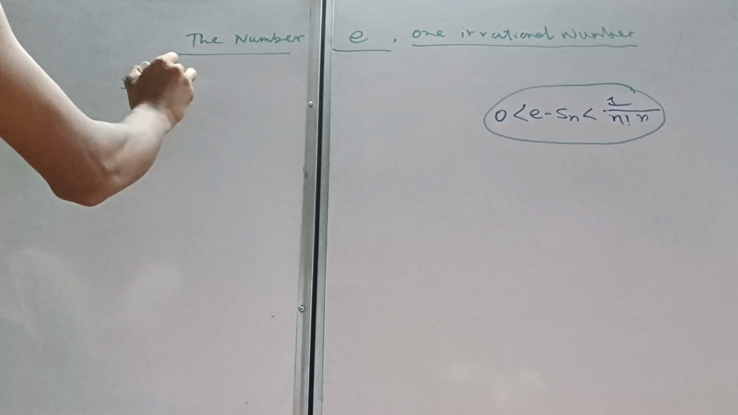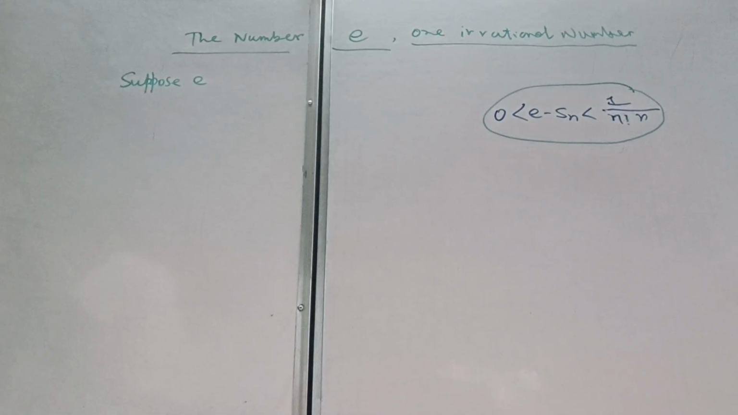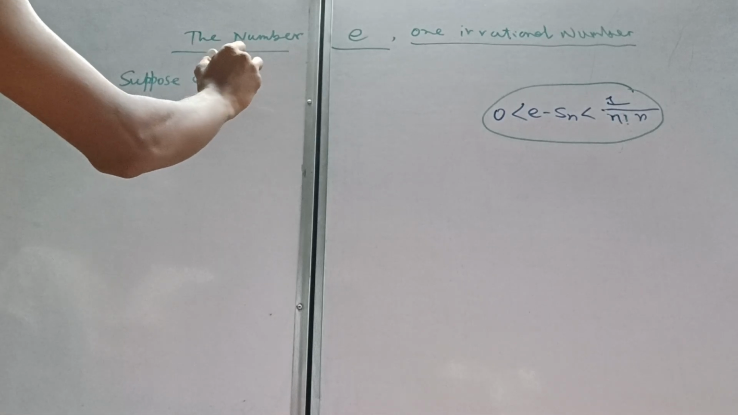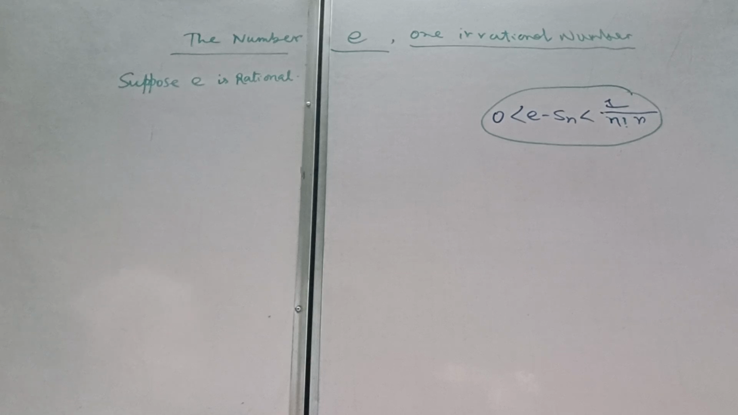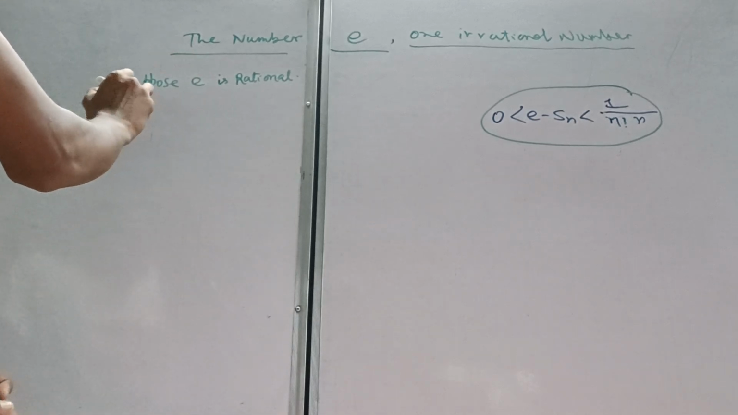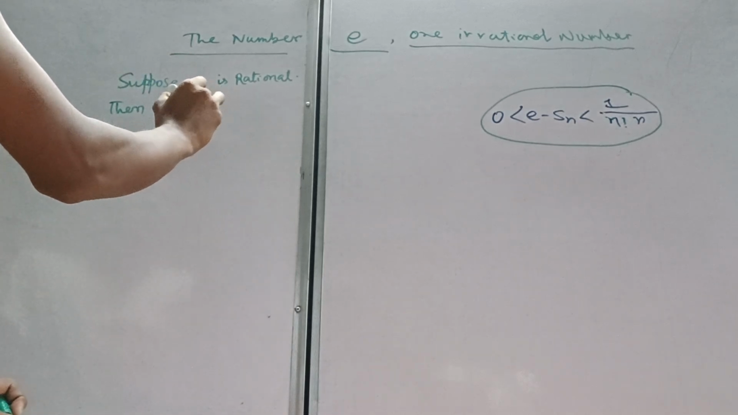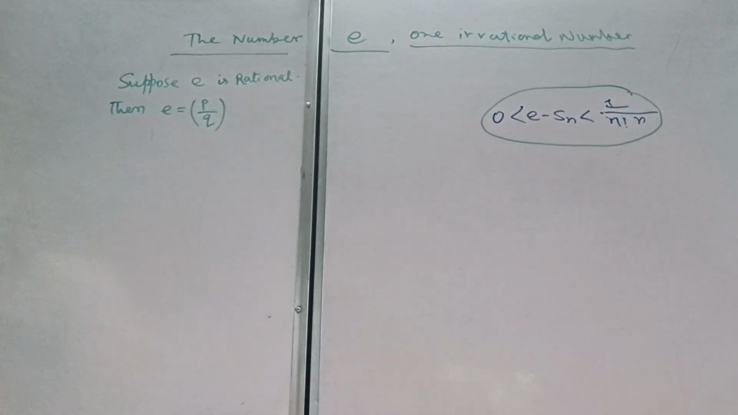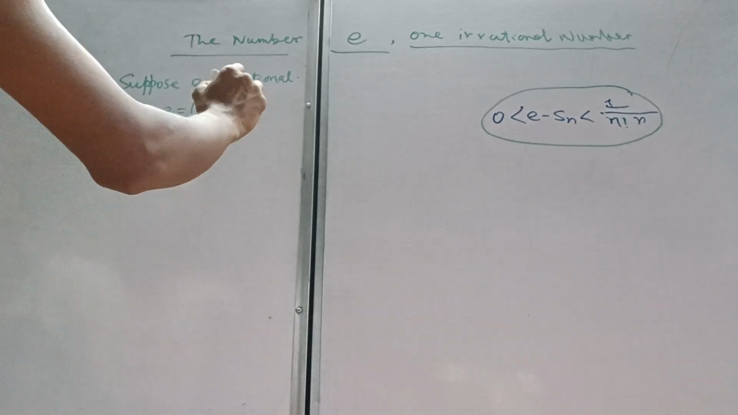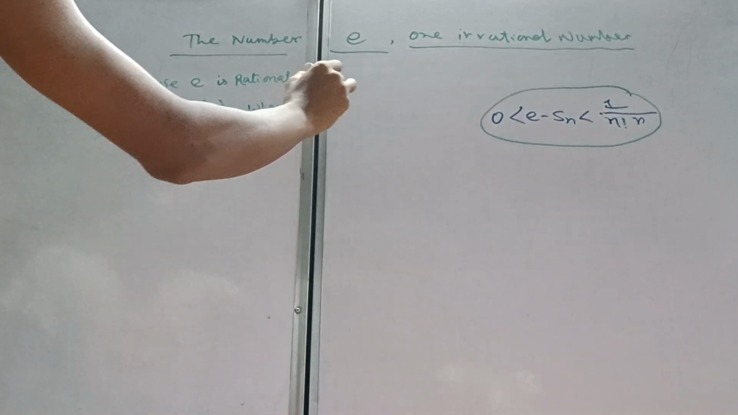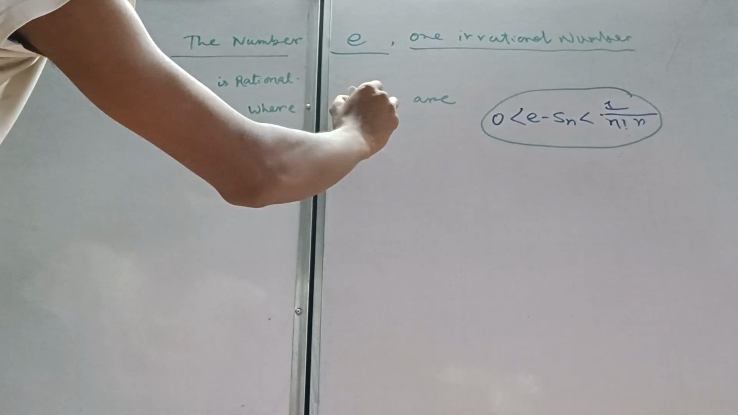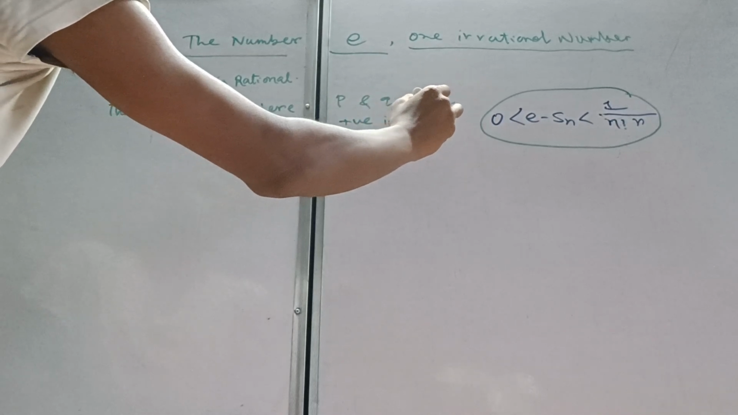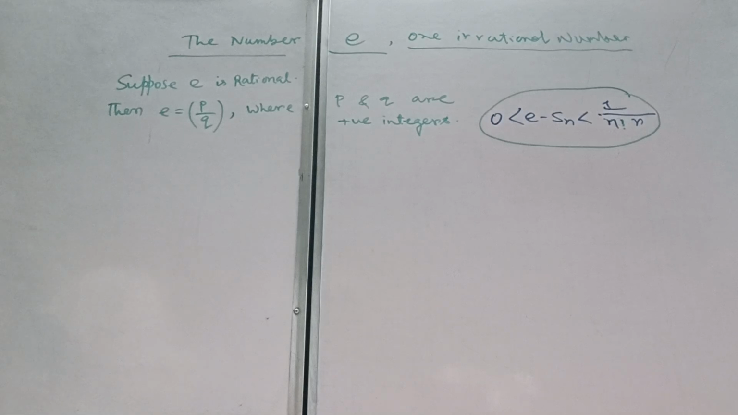Suppose e is rational. Then e equals p by q, where p and q are positive integers.